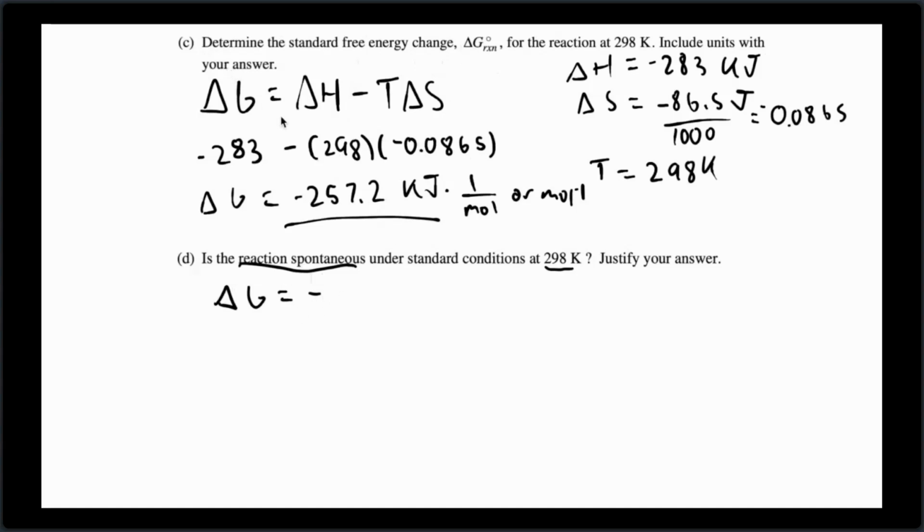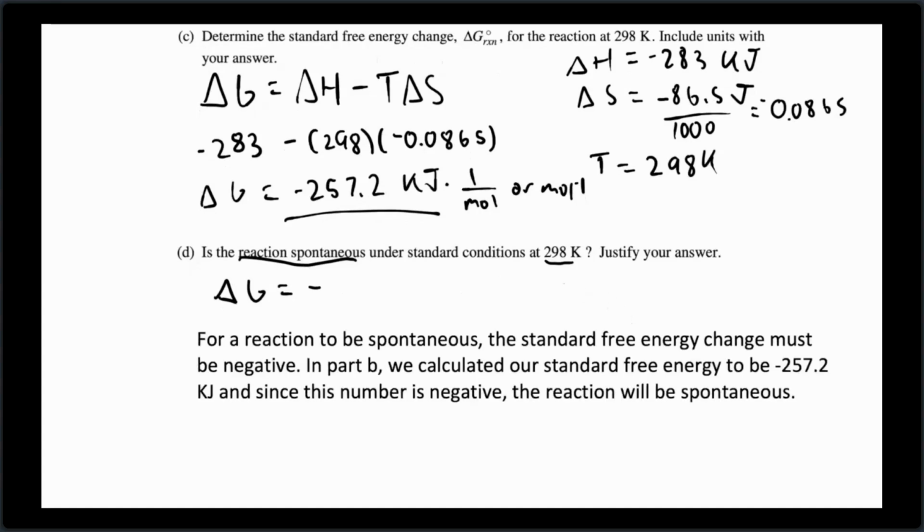Now, if we look back at part C, we can see that our standard free energy is negative. So yes, indeed, the reaction is spontaneous under standard conditions at 298 Kelvin. And here's our explanation. For a reaction to be spontaneous, the standard free energy change must be negative. And in part C, we found our standard free energy to be negative 257.2 kilojoules. So since this number is negative, it's obviously going to be spontaneous under the standard conditions at 298 Kelvin.